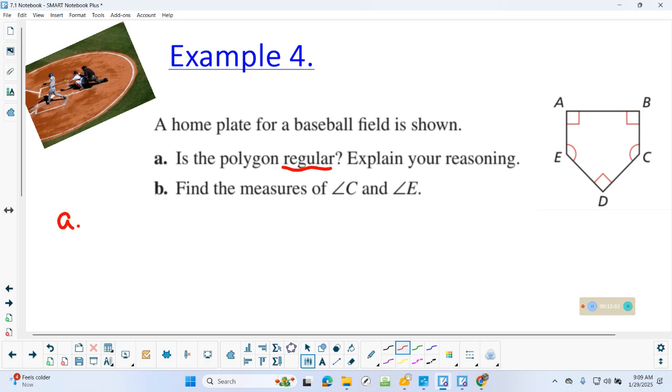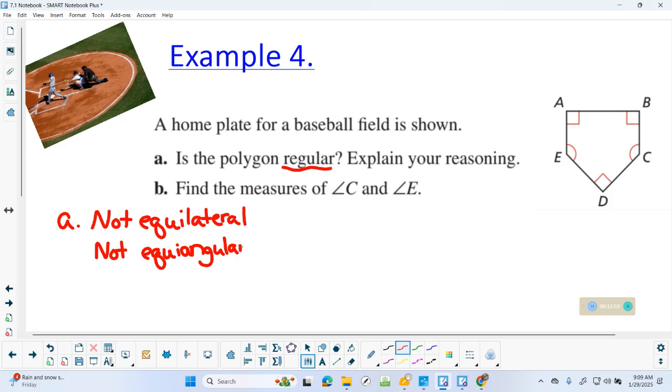I'm not going to get crazy here. I'm just going to say not equilateral. You know I love to use good vocab. Not all the sides are equal. Okay, good. Let's do B. Find the measure of C and E. Okay, all right. Well, obvious stuff here. C and E are congruent. So in the picture, I'm going to label them X.